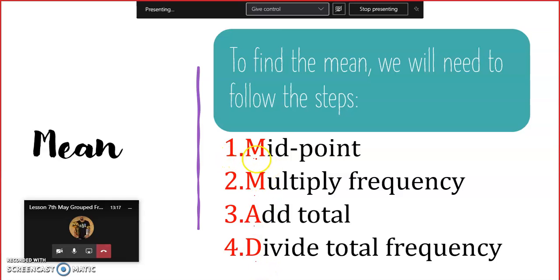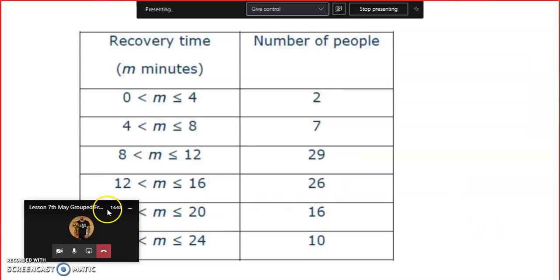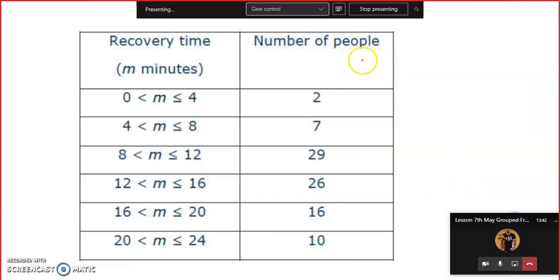The first step is you need to find the midpoint. The second step is you use that to multiply by the frequency, and then you add the total of that. And the last step is you divide by the total frequency. Just remember four steps: midpoint, multiply frequency, add total, and divide by the total frequency. So we'll see how it works. Say we have this table here.